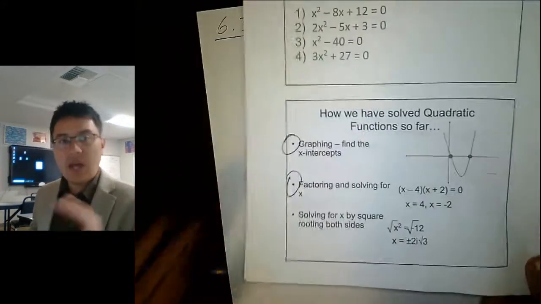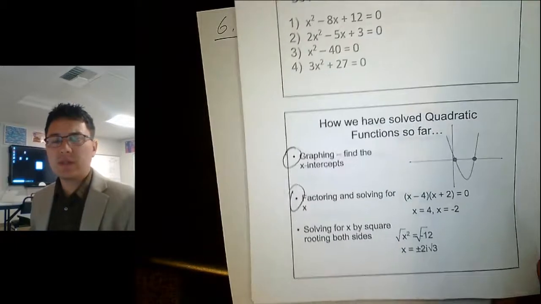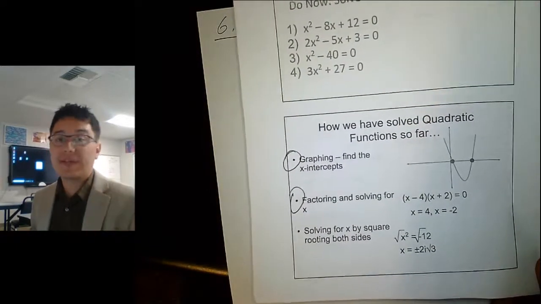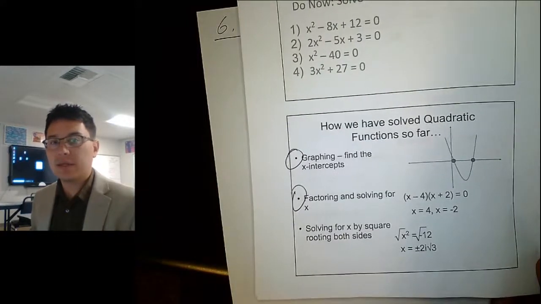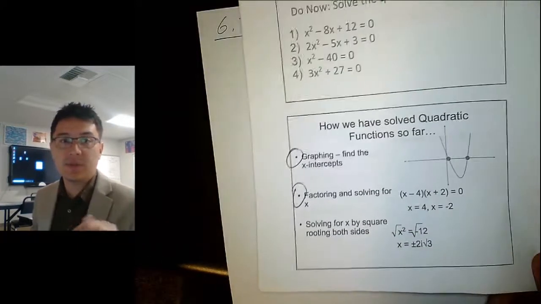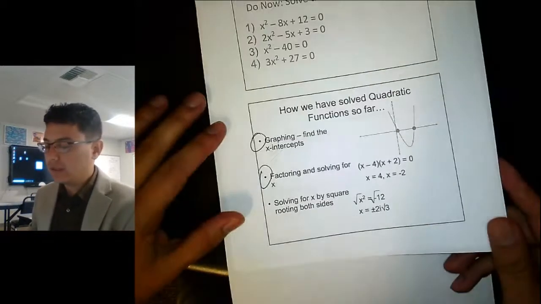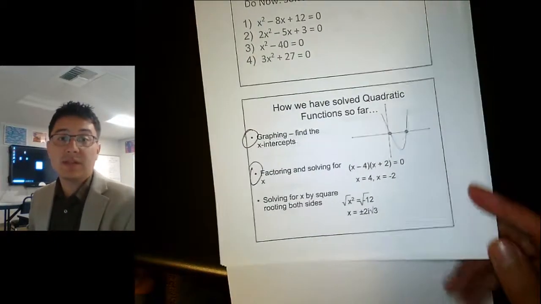I'm going to try to keep this video short. 6.3 really concentrates on something called the quadratic formula. As a formula, this is very algorithmic. You're just going to identify some numbers, you plug them into a formula, and it gives you some numbers out. So this lesson should go fairly quickly. Let's talk about what we've done thus far.